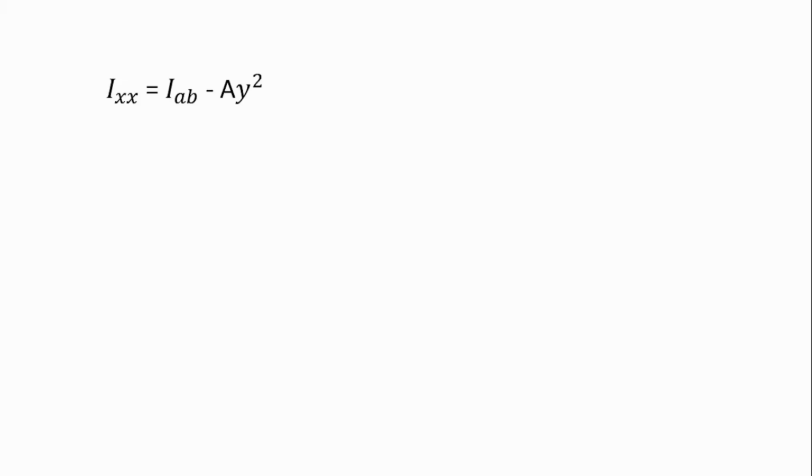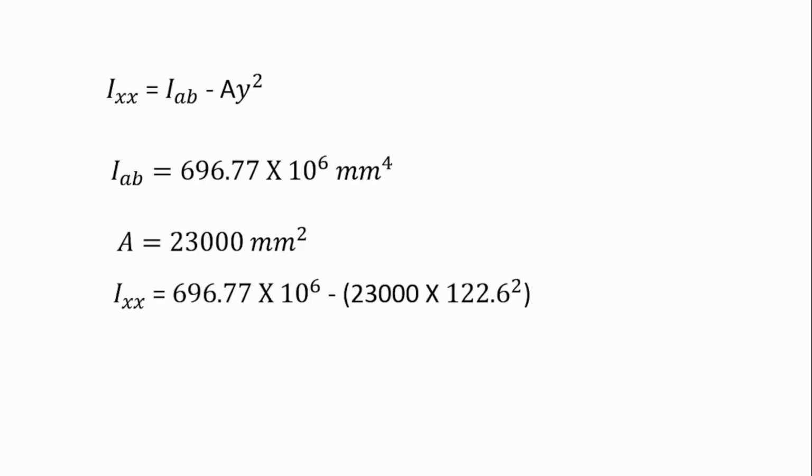We already know our A as 23,000 millimeters squared. And we just got Y as 122.6 millimeters. So if we put these parameters into the equation, IXX equal to IAB minus AY squared, this is what we arrive at. We arrive at 351.06 times 10 raised to 6 millimeter raised to power 4. What we have now is a value for the moment of inertia along the neutral axis: 351.06 times 10 raised to 6 millimeter to power 4.